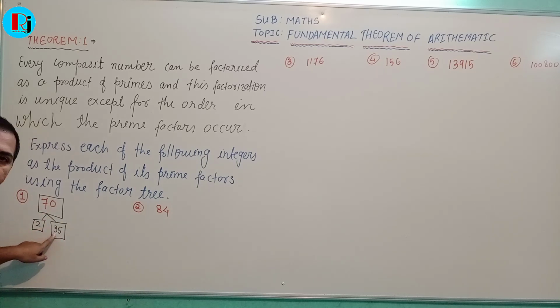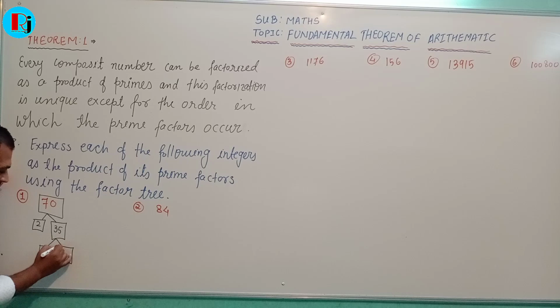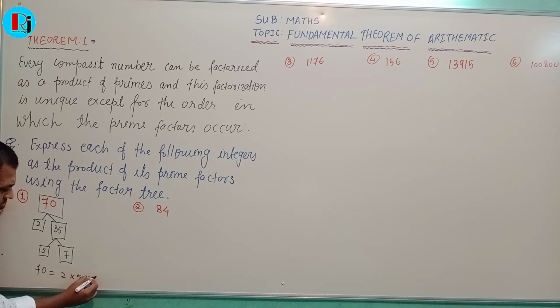Again 35 is a composite integer, so it is factorized again. This time it is divided by 5. So here we are getting 7. So students, here you can see that 70 can be written as the product of prime factors. The product of prime factors means 2 into 5 into 7.